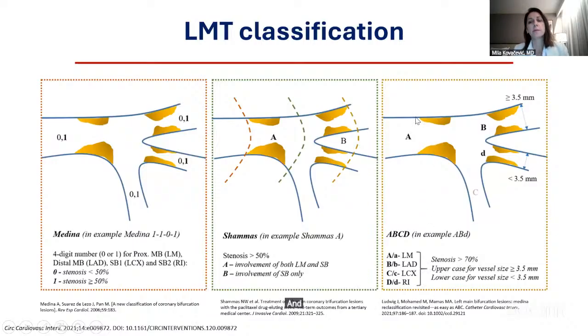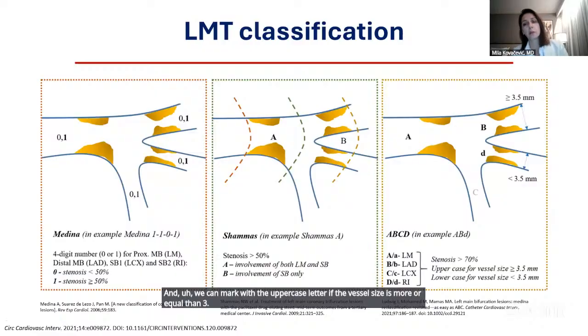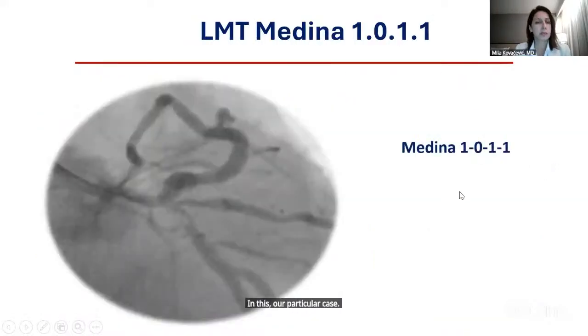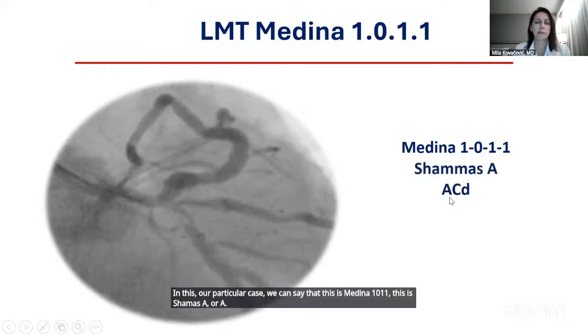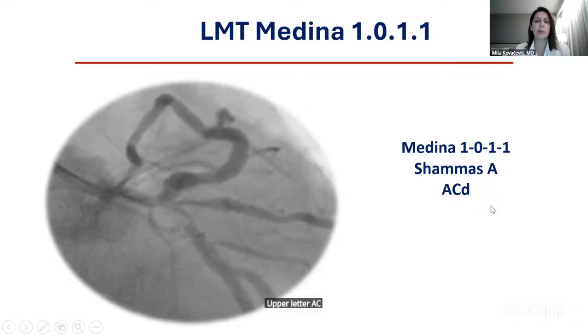And we can mark with an uppercase letter if the vessel size is more than or equal to 3.5, and a lowercase letter if the vessel size is less than 3.5. In this particular case, we can say that this is Medina 1011. This is Shamas A, or upper letter A, C, and small d. Of course, this is a true left main trifurcation.